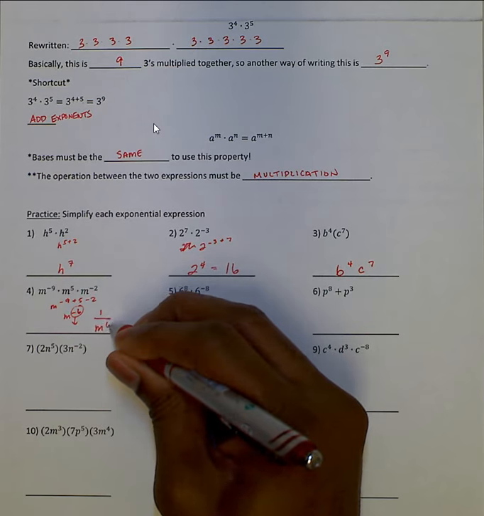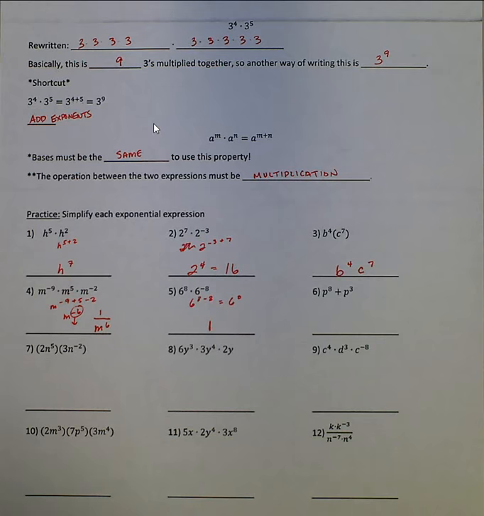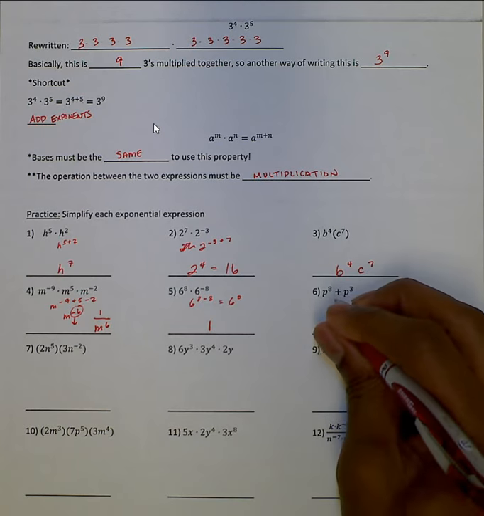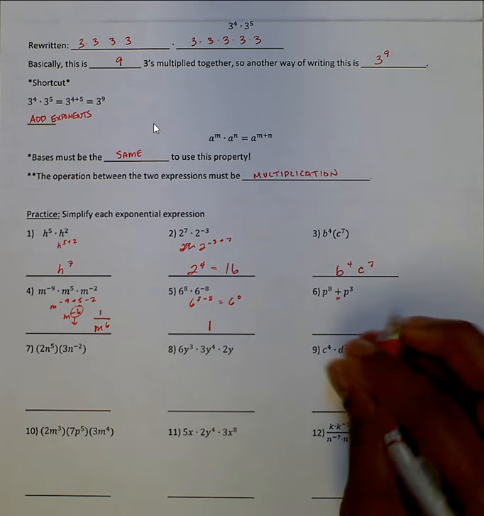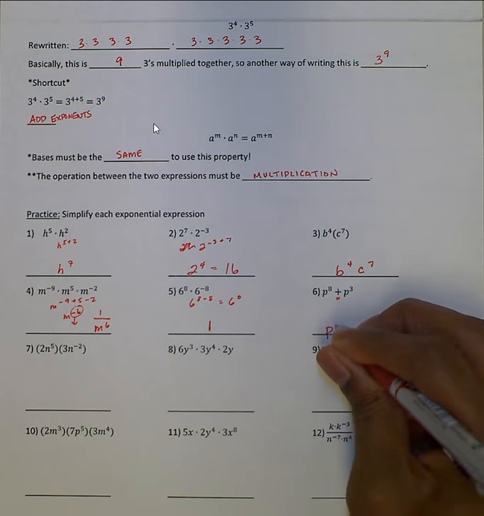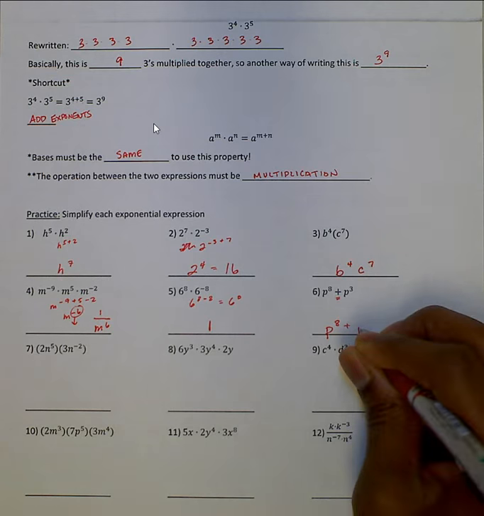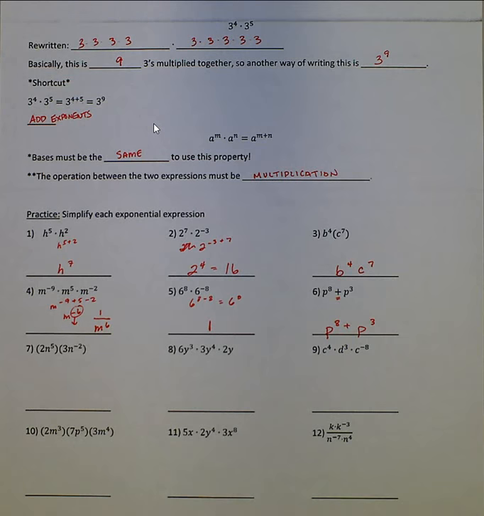Number 5, we have 6 to the 8th and 6 to the negative 8th, so we add those together, we get 6 to the 0 power. Remember, anything to the 0 power is 1. Number 6, we have p to the 8th plus p to the 3rd. Remember this is plus, so we can't simplify that. And so really we're stuck with what we were given. It's as simplified as it got.